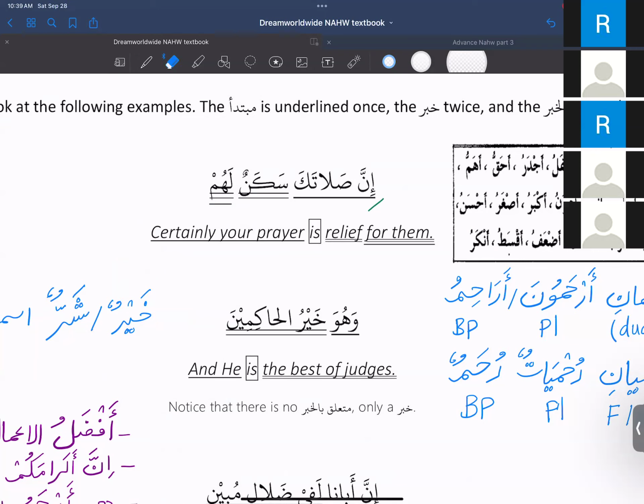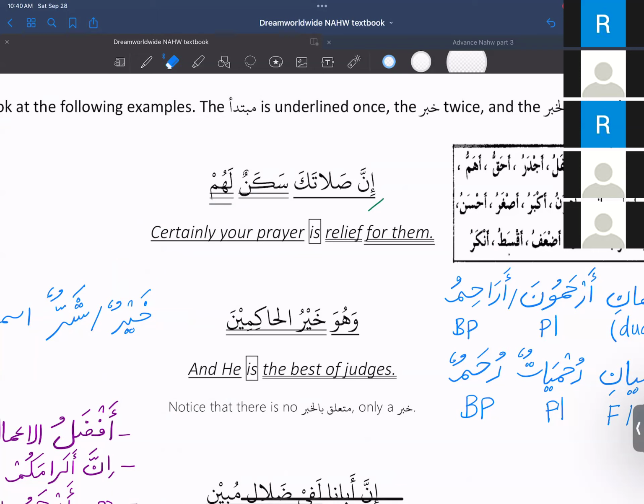But in your mind, you can think, yes, this is an ism, sakanun, because the name is there. There are different kinds of ism, but we are not ready for that because that is our sarf topic. So on this level, if you just say sakanun is khabar, that's good enough. But you need to be sure: if I ask you whether sakanun has any relation with lahum or with salataka grammatically?